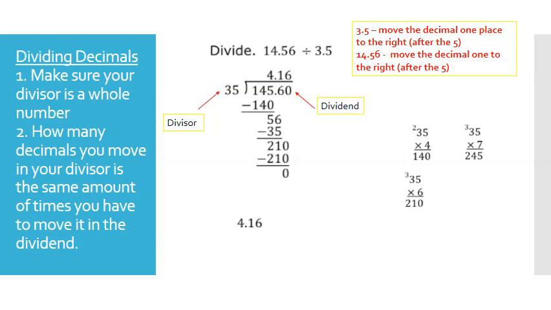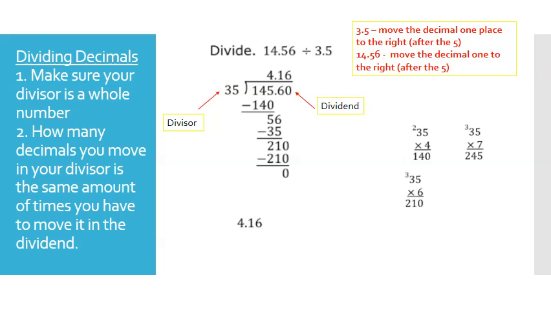So 35 times 4 is 140, which is actually perfect. Because if we were to say 35 times 6, 210 is more than 145. If we were to guess and say 35 times 7 is 245, that's way over the 145, so we can't use that. But we can use 4 because 140 is under 145. So let's go ahead and say 4 times 35 is 140.